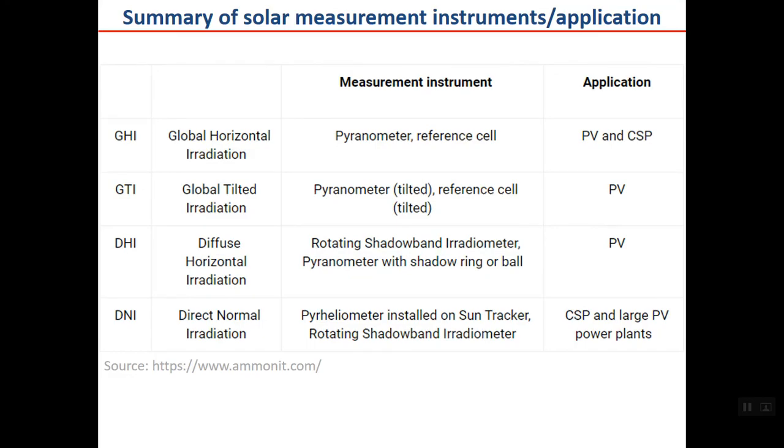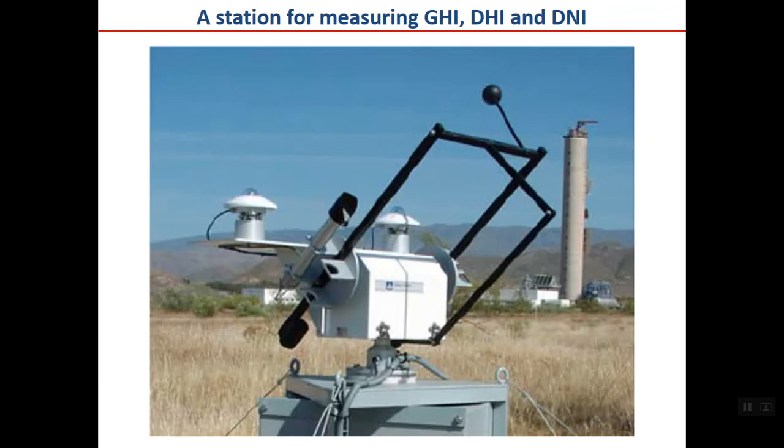Okay, in summary, we have discussed four main parameters, there were more, but these are the main ones. GHI, which is global horizontal irradiation, GTI, which is the same on a tilted surface, DHI or diff, which is diffuse horizontal irradiation, and DNI, which is the direct normal irradiation. Here you can see the measurement instrument and the application in summary. And also here you can see a setup which has all three parameters.